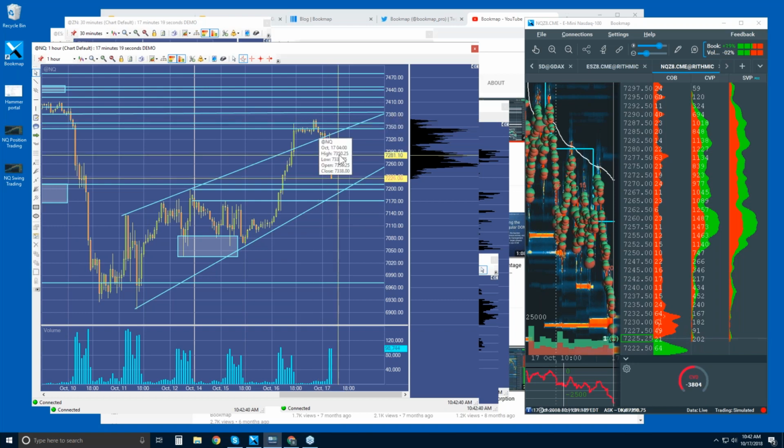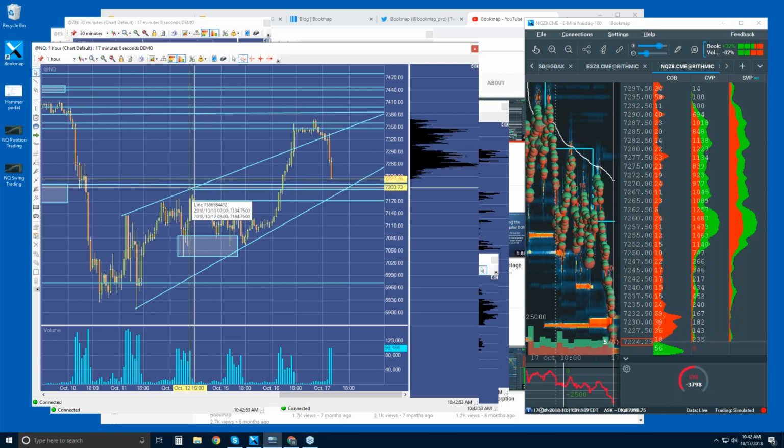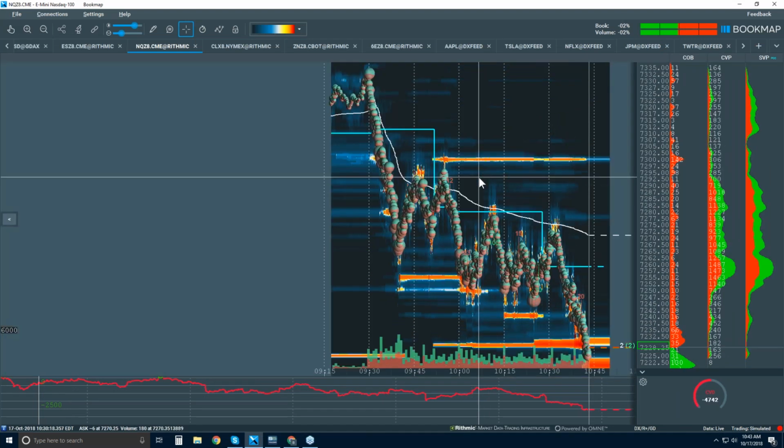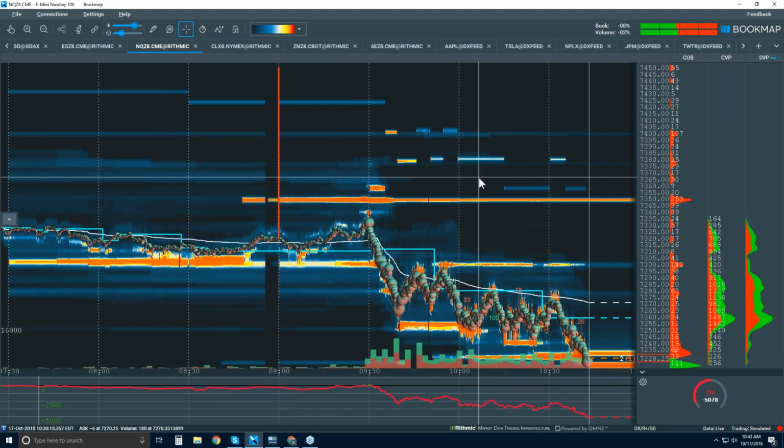Well, I think it's going to go right back down into this little volume cluster that is here from October 10th, maybe down a little bit further to 7,200, the figure, which is right here, which was a high back on October 12th. And we seem to be coming right down to it right now. Let's jump into Bookmap and see what it has to say. Okay, looks good. We are selling off here.